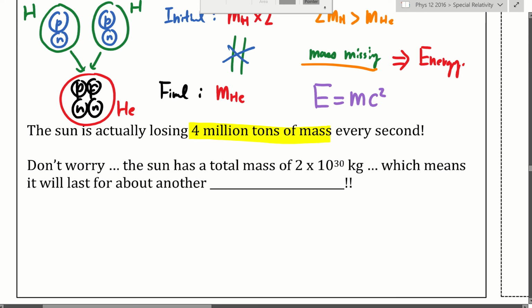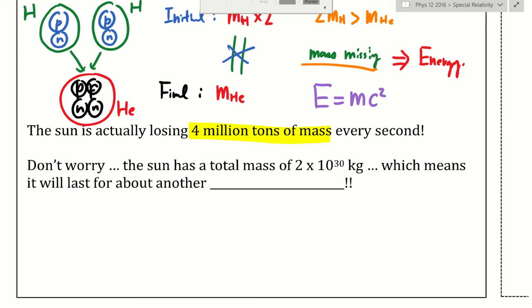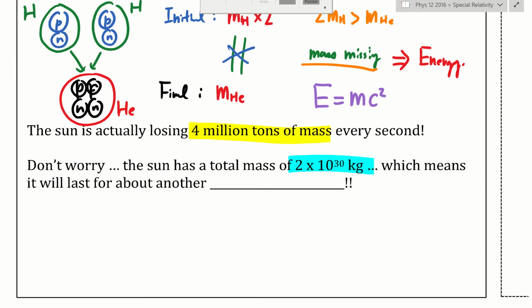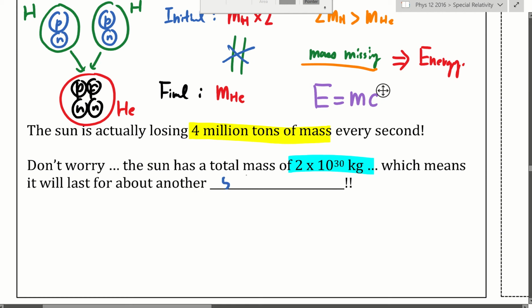But don't worry, the sun is a very massive star. The sun has a total mass of 2 times 10 to the power of 30 kilograms, which means if you take that and divide by the fact that it's losing 4 million tons of mass every second, it will last for another 5 billion years.